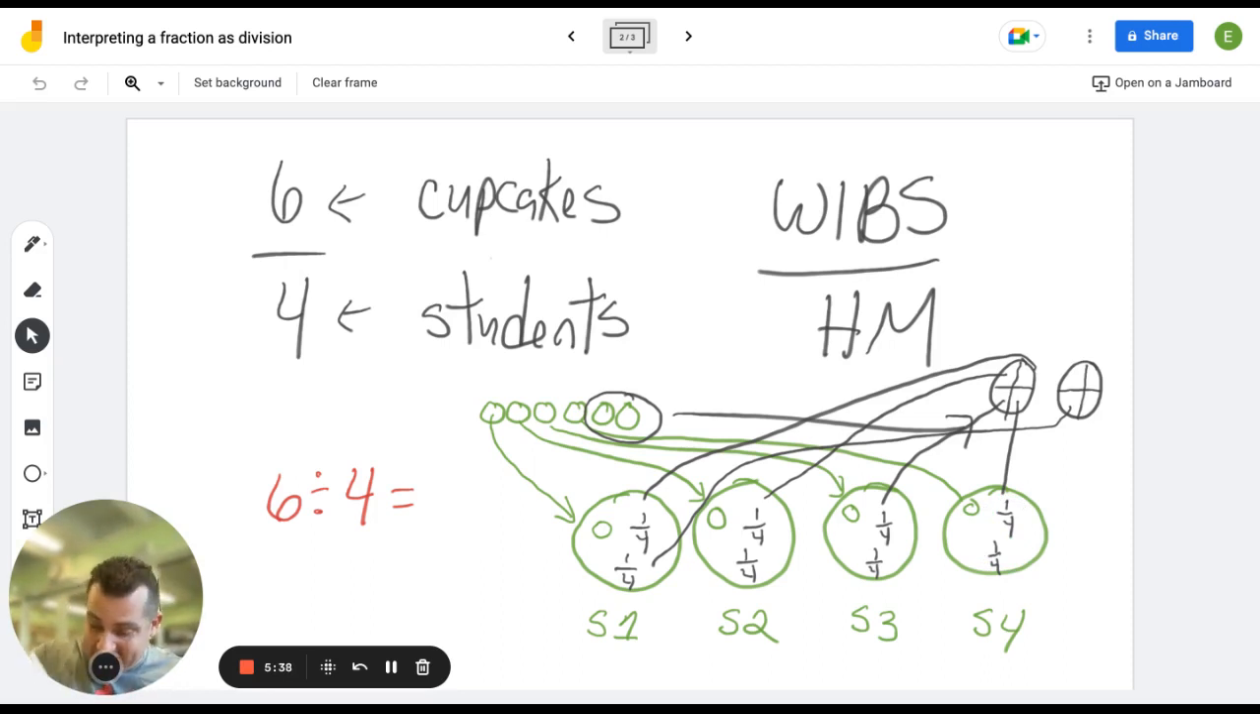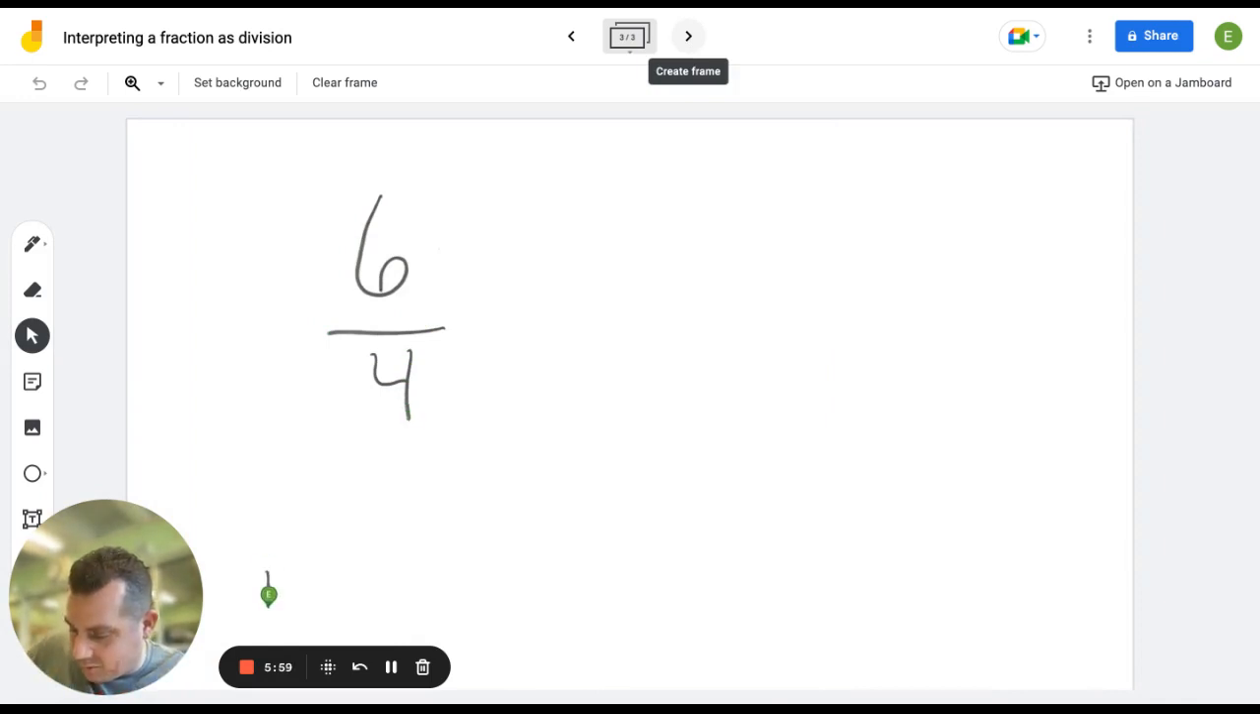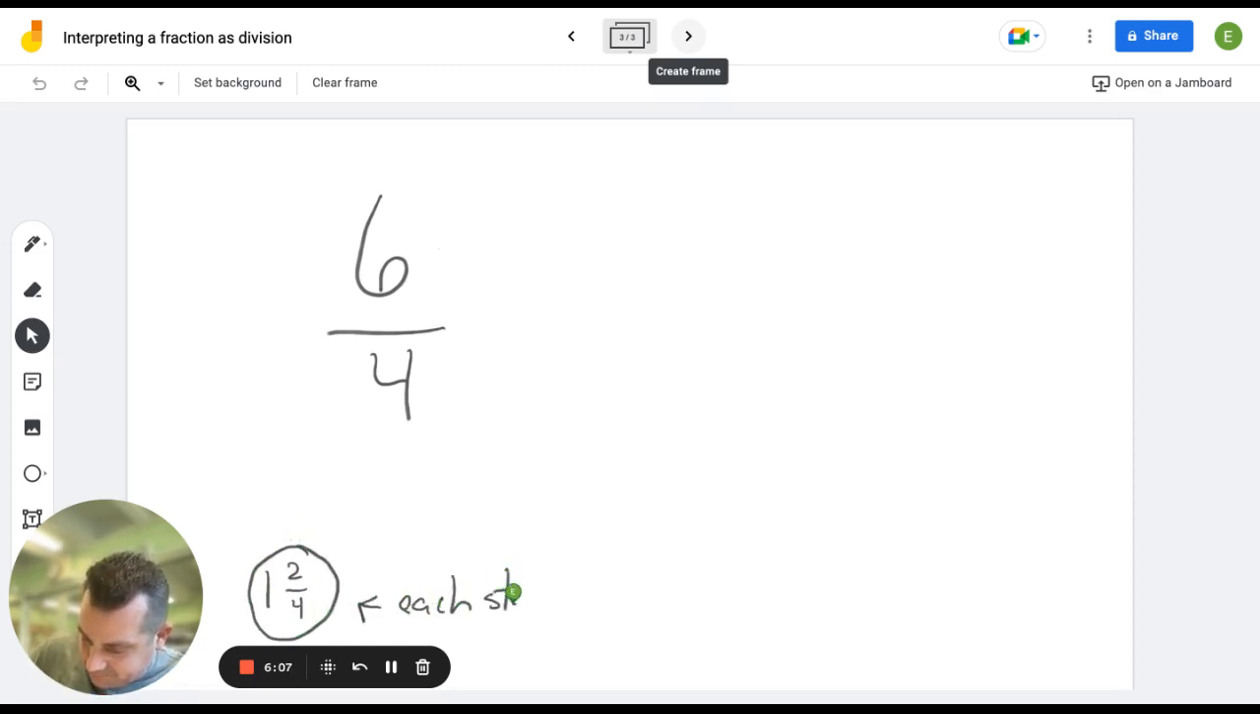So inside each one of these students, we now have 1 and 1/4 and 2/4. I have 1 and 2/4, right? Let's take a look. I'm going to go to my next screen and go back to my 6/4. I'm going to make a mental note down here that we said each student will get 1 and 2/4 cupcakes.